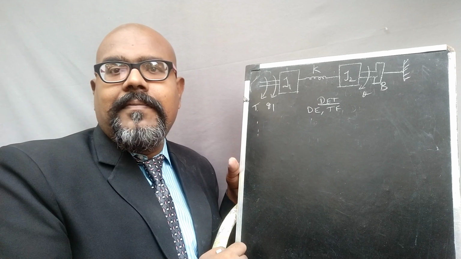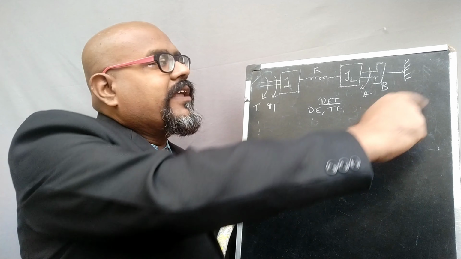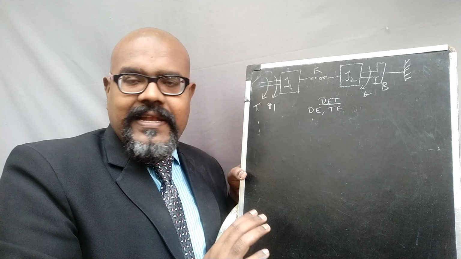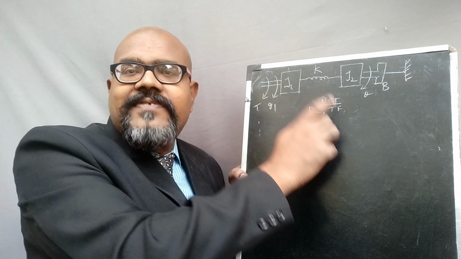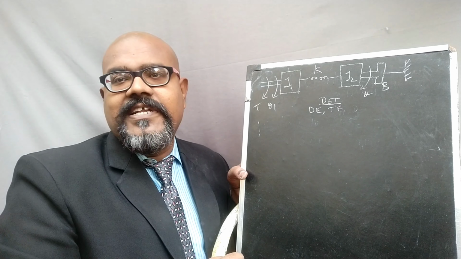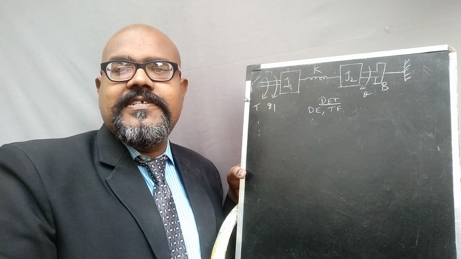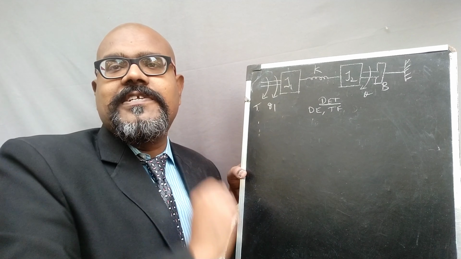This is the example number 1 they have given. We need to determine the differential equation of the systems J1 and J2 separately, and we need to determine the transfer function according to the differential equation. So what is the first step we need to do in the translational system? We just repeat it for this rotational system also.